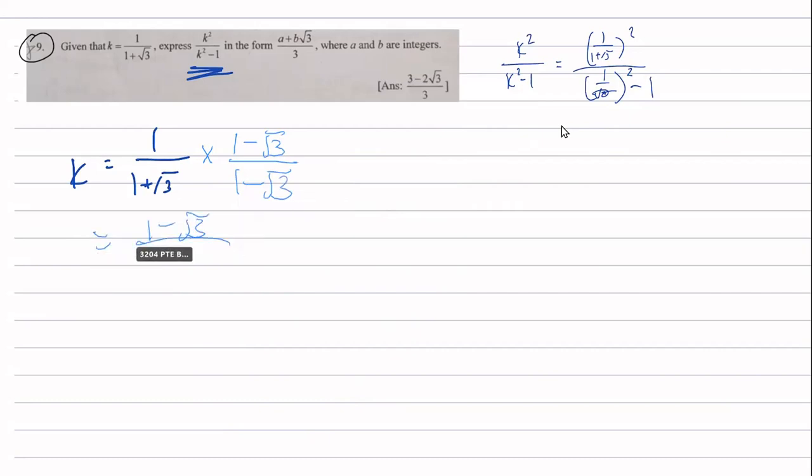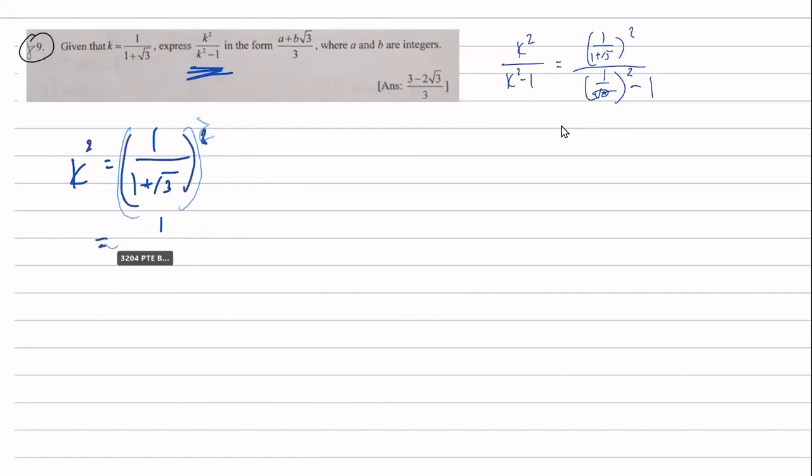Oh, it's not recommended to rationalize k. You know why or not? Look at the goal: k square. You rationalize already, and in the end you still need to rationalize again. No point. So we should find k square first. Then we rationalize.